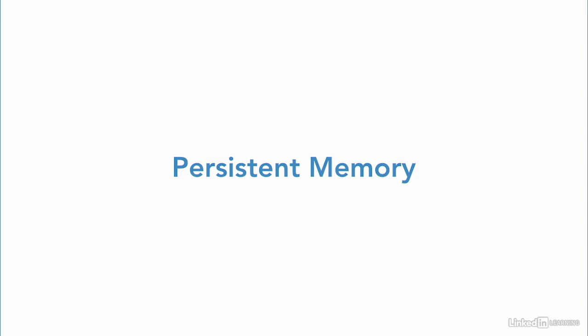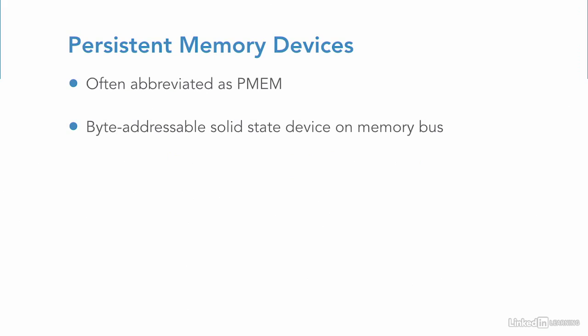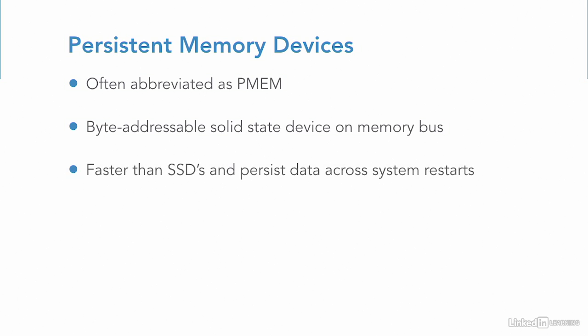The SQL Server 2019 database engine is now able to access database files stored in persistent memory devices. Persistent memory devices, abbreviated as PMEMs, are byte-addressable solid-state devices that are installed on the memory bus in a server's hardware. They're faster than flash-based SSDs, but the data that they store remains after power interruptions, unlike standard system memory.